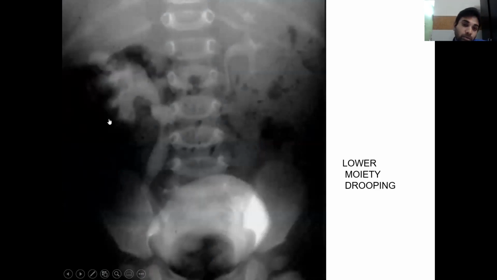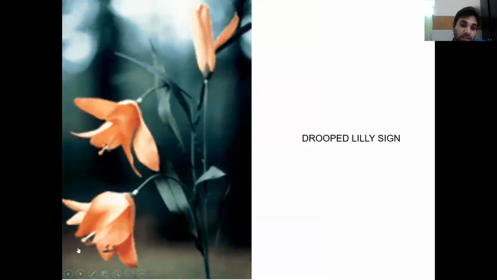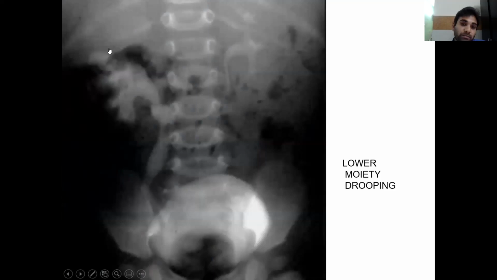This one, drooping lily sign. As we can see in this image, drooping lily sign. How is it drooping here? It's the ureter. And this one is drooping. The IVU shows the right kidney with drooping lily sign.